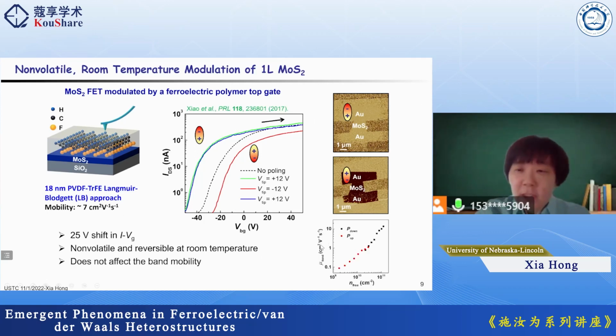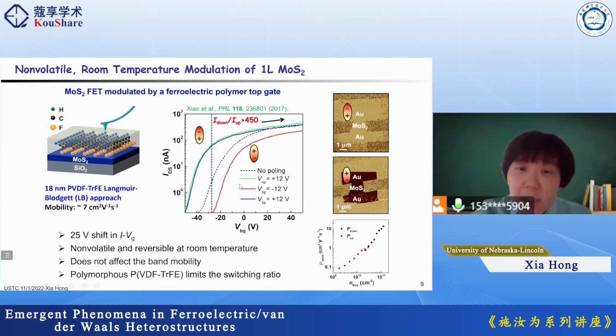And because this is an electrostatic doping approach, we do not affect the channel quality. Here we model the band mobility of the channel for the P-up and P-down states. You can see the density dependence fully agrees with each other, showing that in the polarization switching process, we actually preserve the sample quality. One thing we note is that the on-off ratio of this approach is moderate. It's only up to a factor of 450.